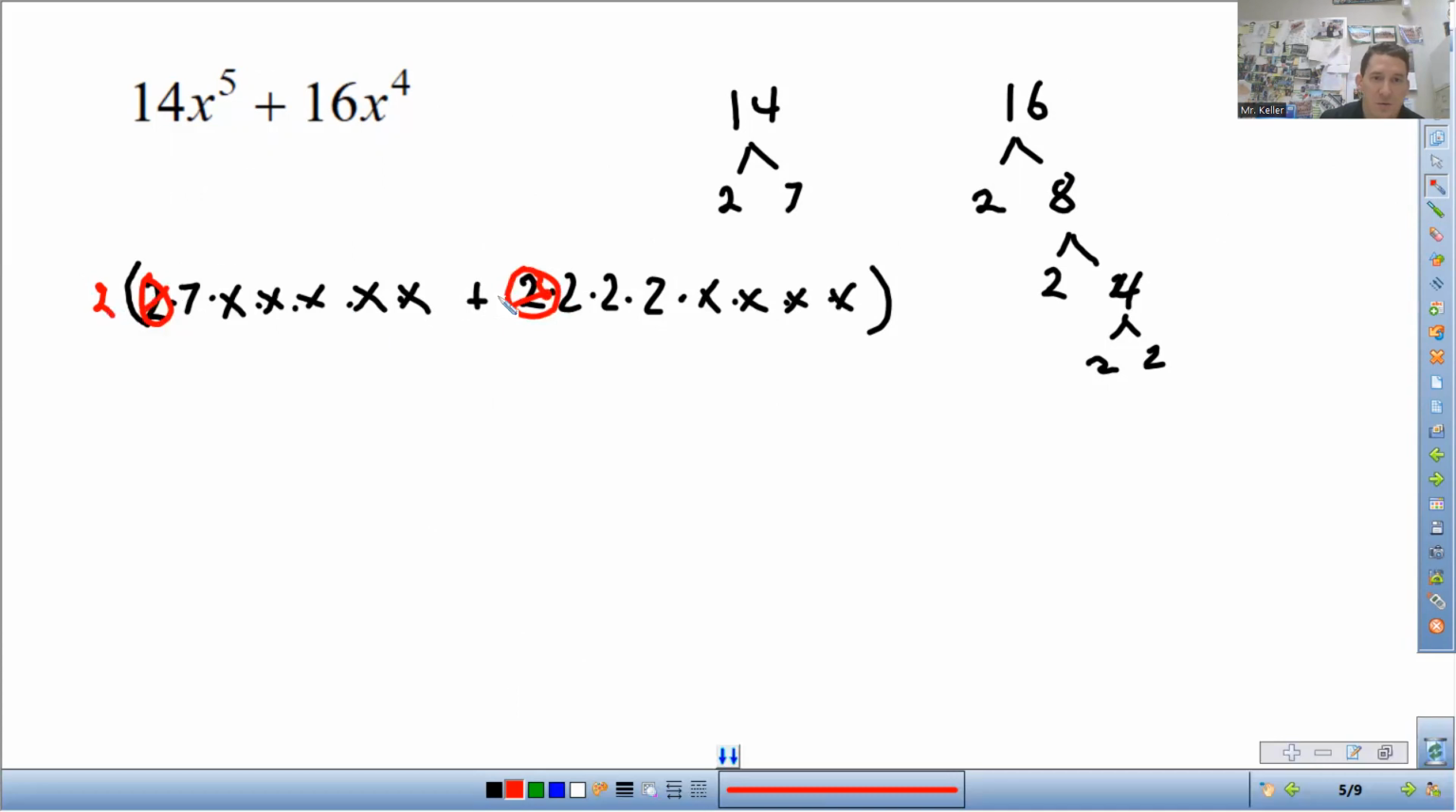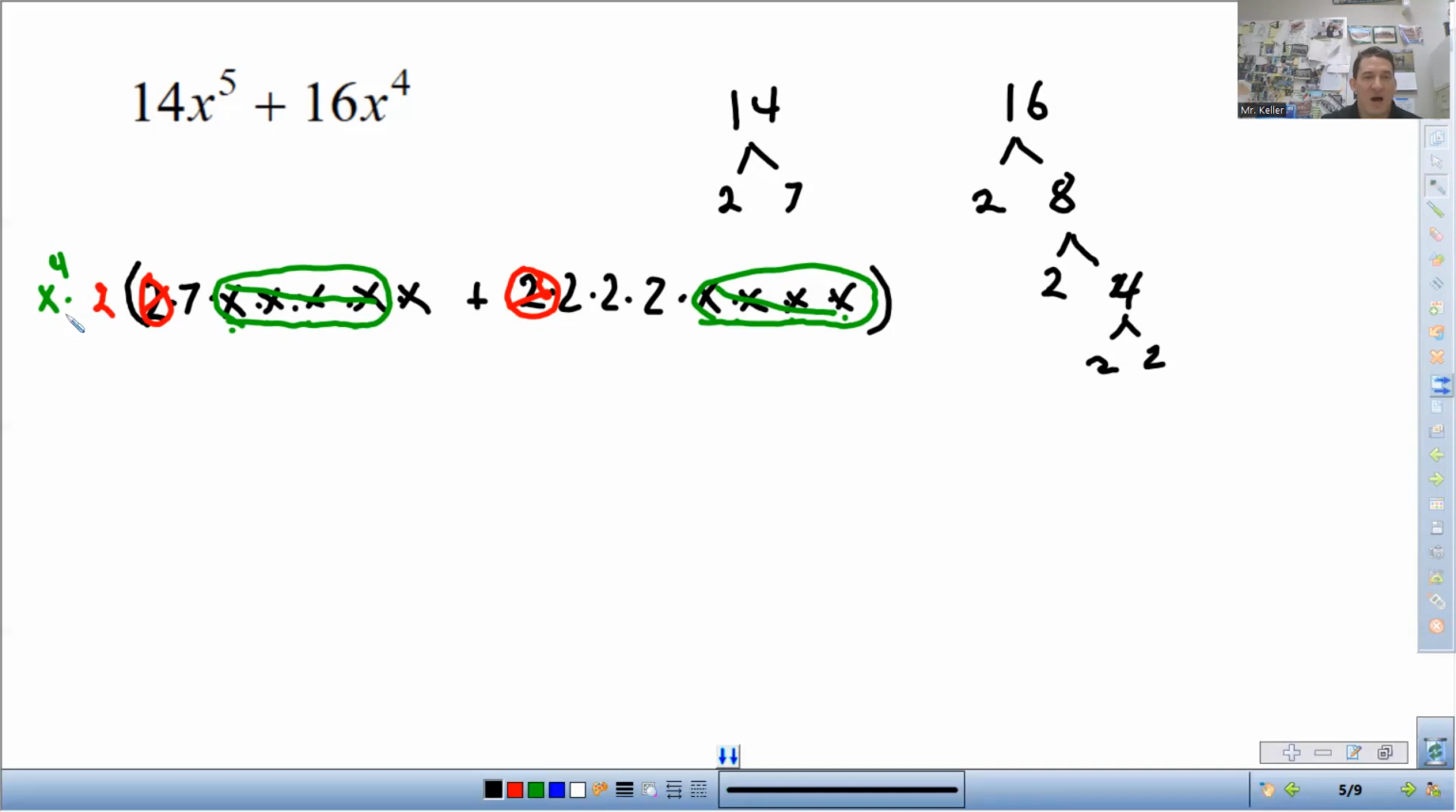Take out a 2. And then they have a bunch of x's. If I look at the second term, I'm going to simplify this a little bit. It has 1, 2, 3, 4 x's over here. 1, 2, 3, 4 x's over here. So they have 4 x's in common. So I can take out 4 x's. That'd be x to the 4th. All right. So I take out all 4 here and 4 from the 5. Now I just write what's left over.